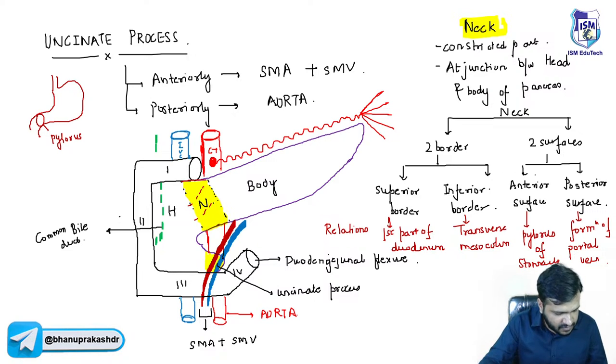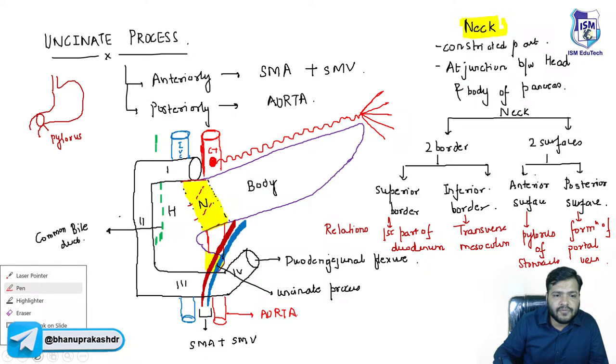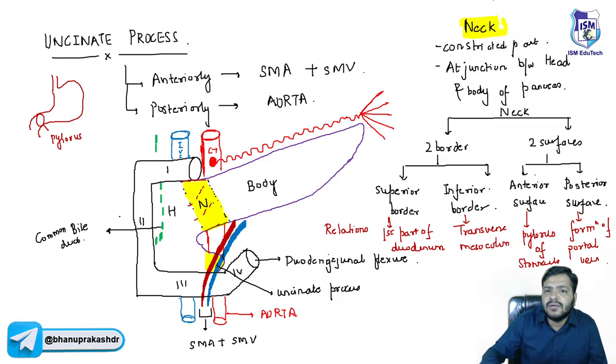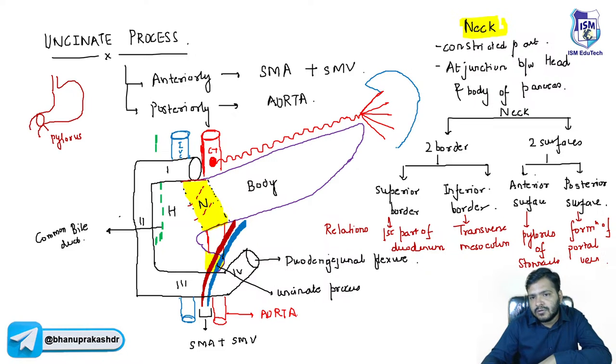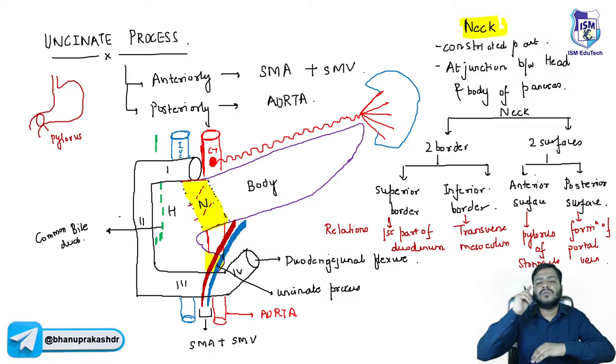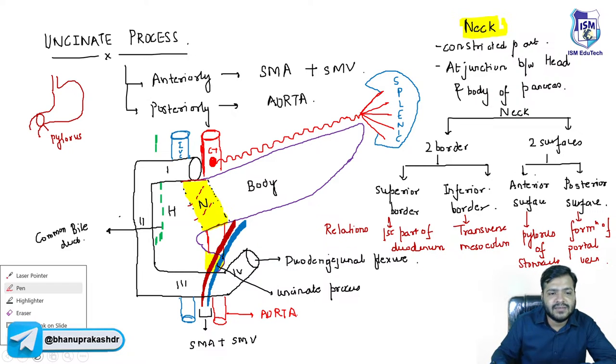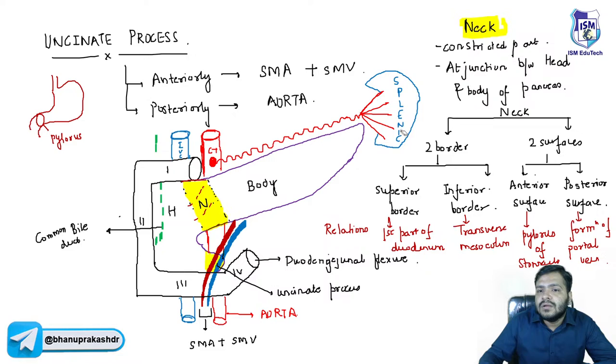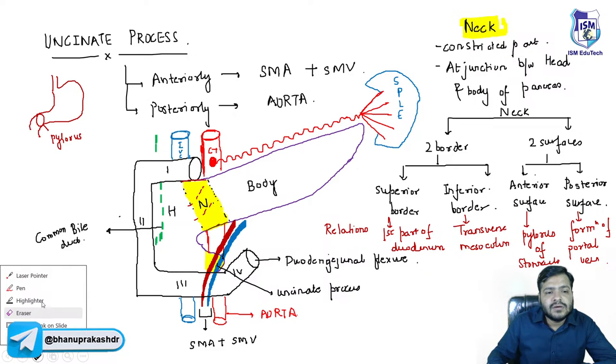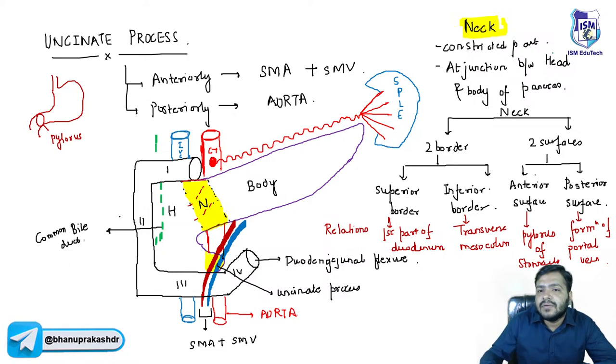giving 5 to 7 hilar branches to the spleen. And you already know, for example, this is the spleen part. So if this is the spleen, this is the splenic artery beta. Maine splenic likh diya. This is the spleen, right?